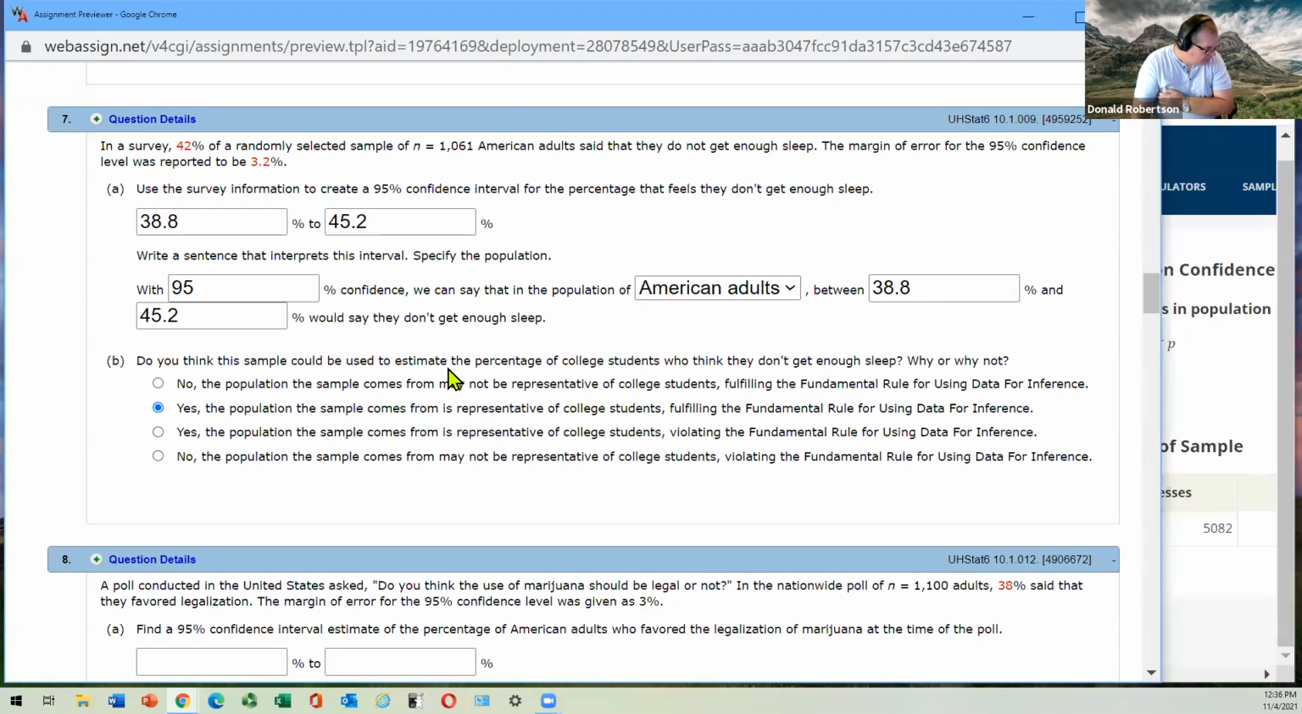Now, do you think that this sample could be used to estimate the percentage of college students who don't get enough sleep? And I seem to remember that question. Agreed? That wouldn't. I don't think college students are likely to be identical to the rest of the adult population. Right? They're younger and they probably party too much or study too much. I like the studying too much one.